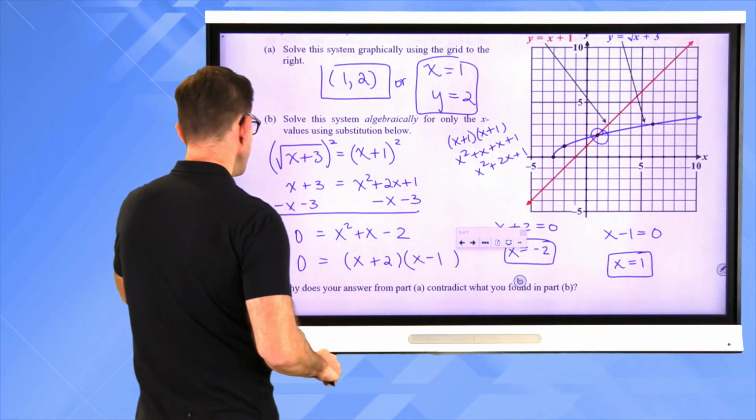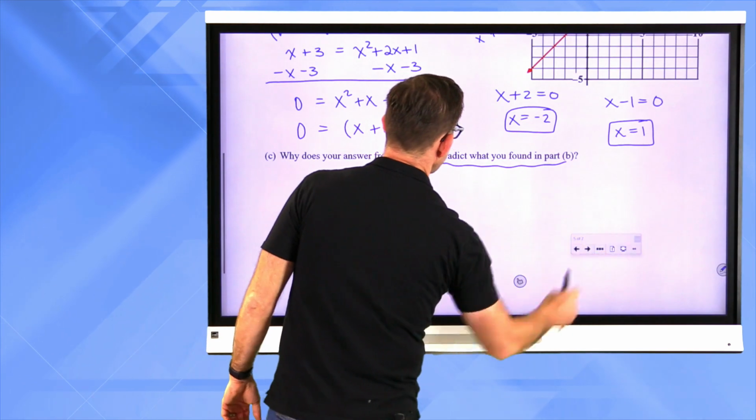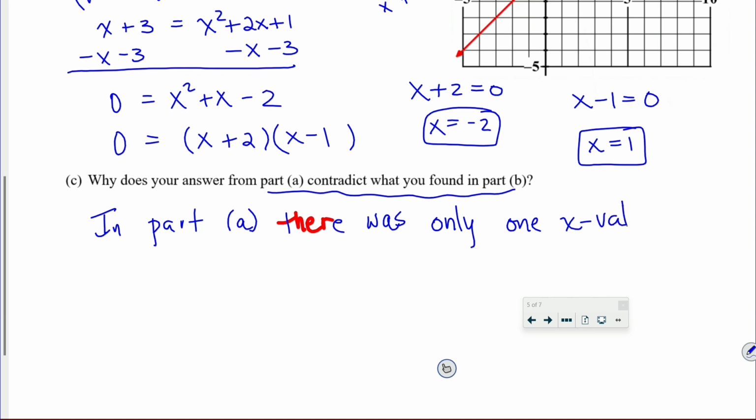So why does your answer from part A contradict what you found in part B? In part A, there was only one x value, but in part B, there were two.